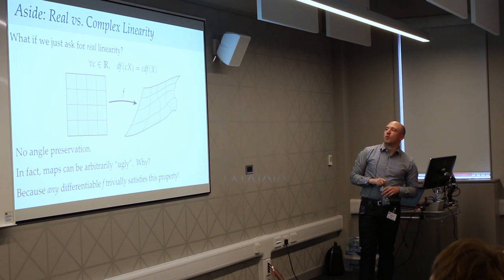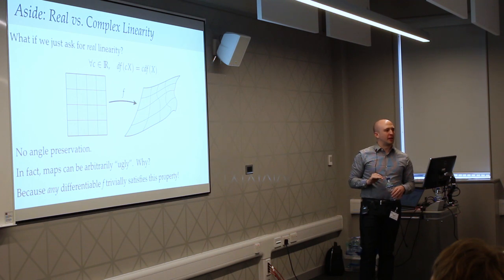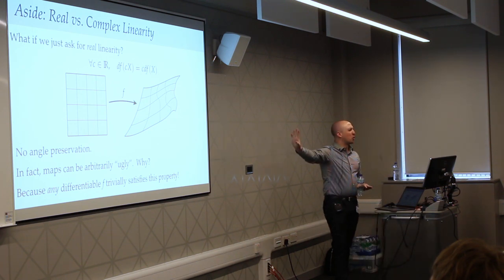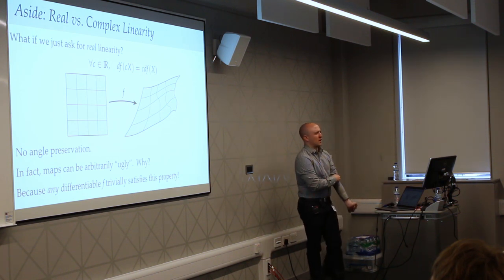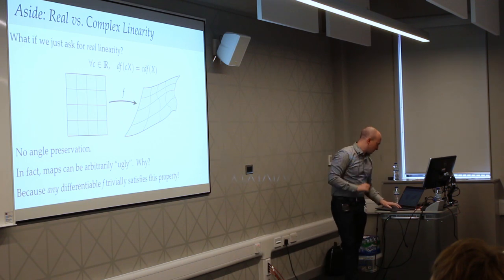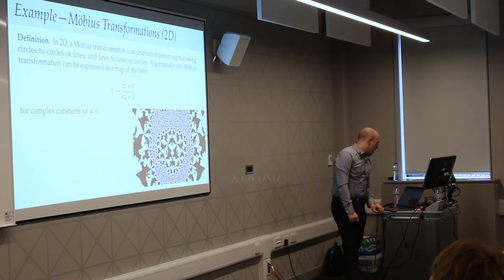So it really is, interestingly enough, this complex linearity is a very, very different thing than real linearity. This is a little subtle point, not core to what we're saying, but if you follow it, you'll realize, oh, that's interesting. Complex linearity is stronger than real linearity. Okay, enough said about that.